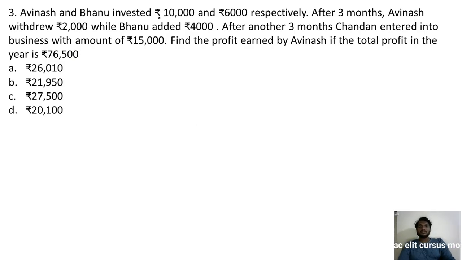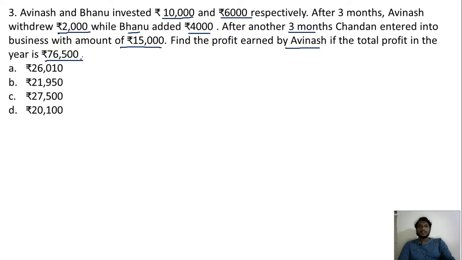Avinash and Banu invested 10,000 and 6,000 respectively. After 3 months, Avinash withdrew 2,000 and Banu added 4,000 to their investments. Now after another 3 months, Chandan entered into the business with an amount of 15,000 rupees. Find the profit earned by Avinash if the total profit in the year is 76,500 rupees. This is a simple problem.